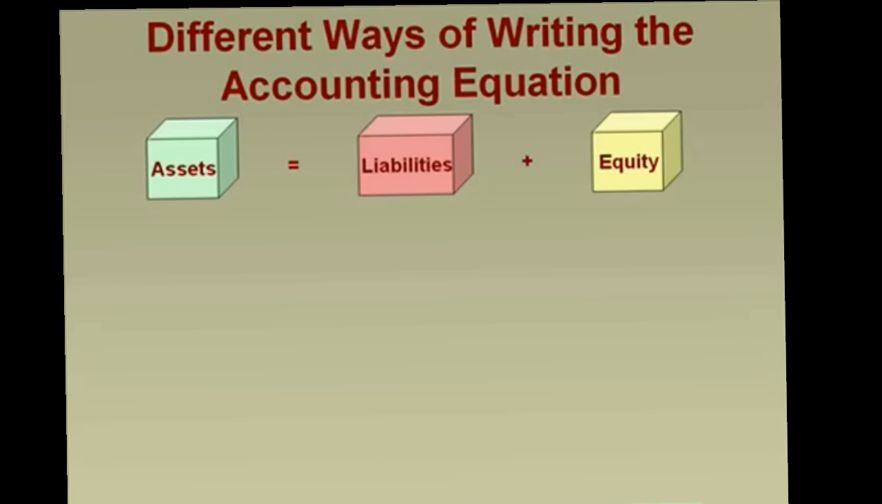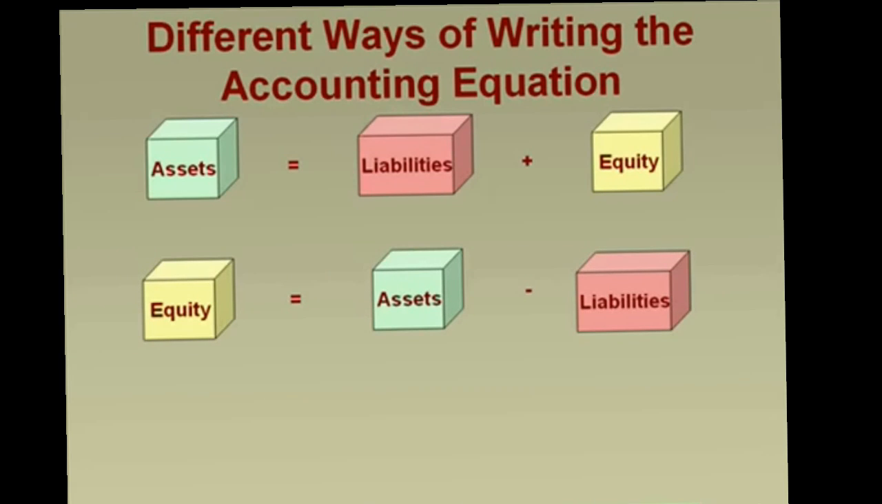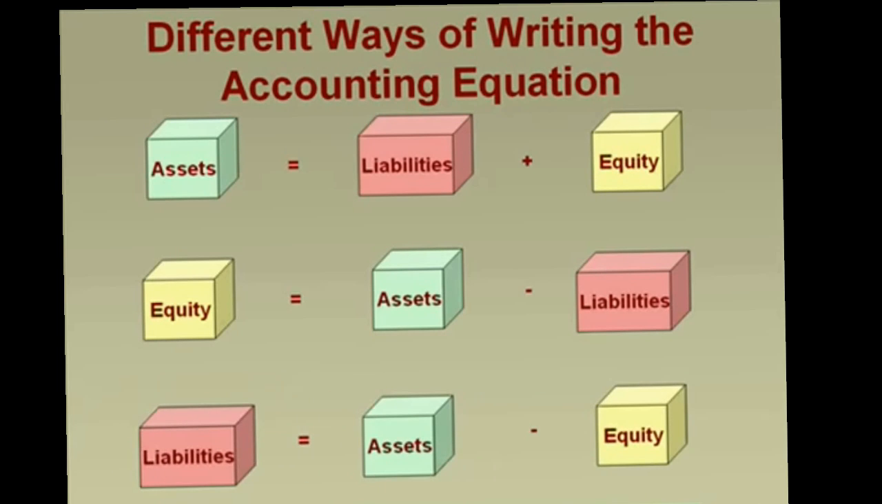This can be written in several ways. Equity equals assets minus liabilities. We're just playing around, but you would see different versions of the accounting equation. Another way of writing it is liabilities equals assets less equity. All three are really the same. They're just different ways of writing the accounting equation.